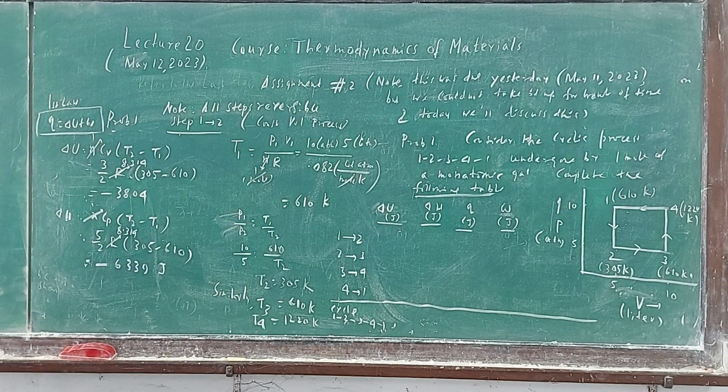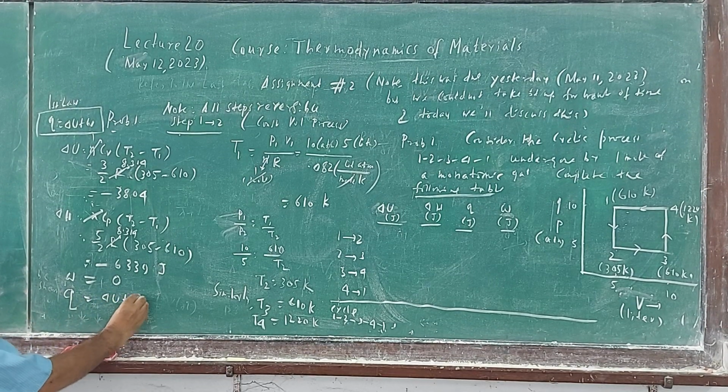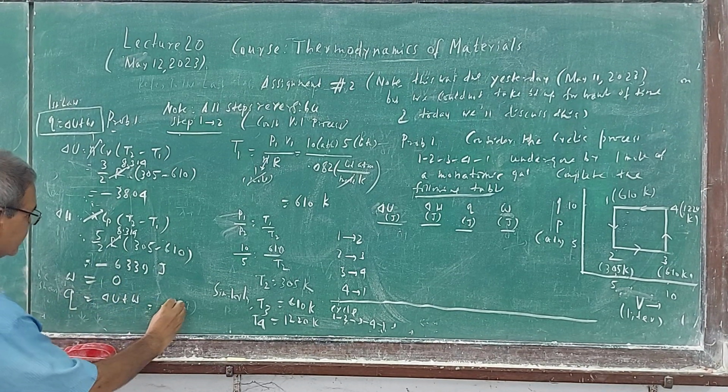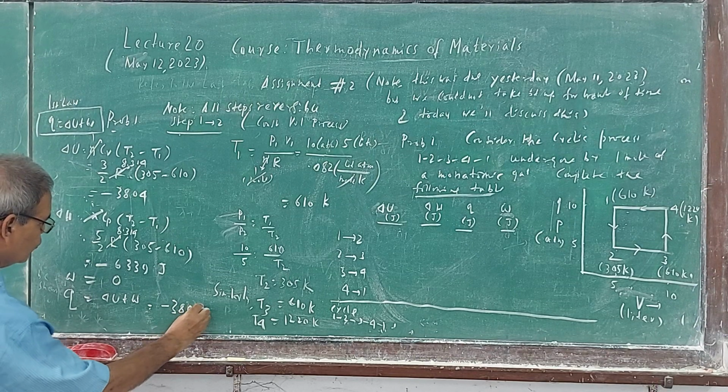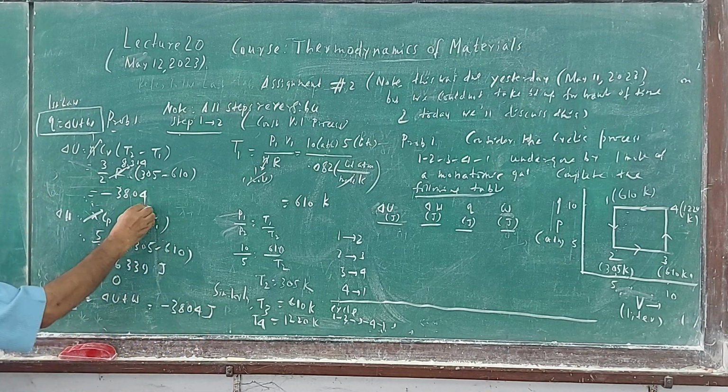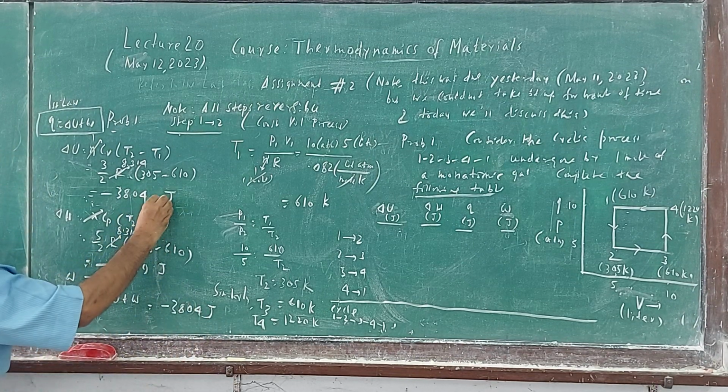All steps included. So work done is, constant volume, and constant volume, constant pressure is PdV always, reversible or irreversible. So work done is 0. Then Q is what? First law, delta U plus W. Delta U is already minus 3804 joule. I am very sorry, please write here joule. Please write here joule, also missing.